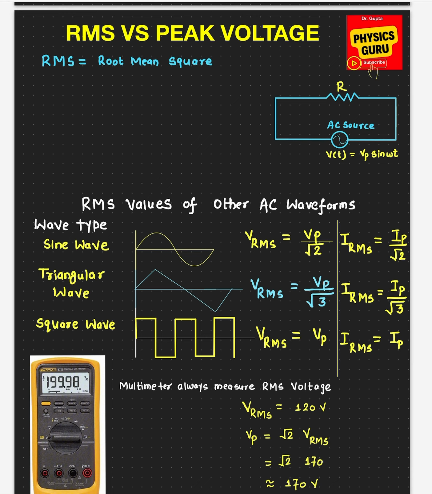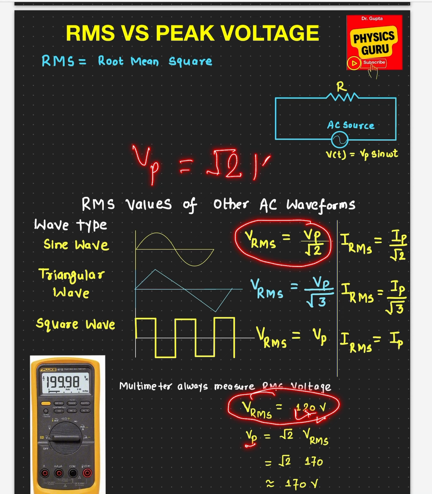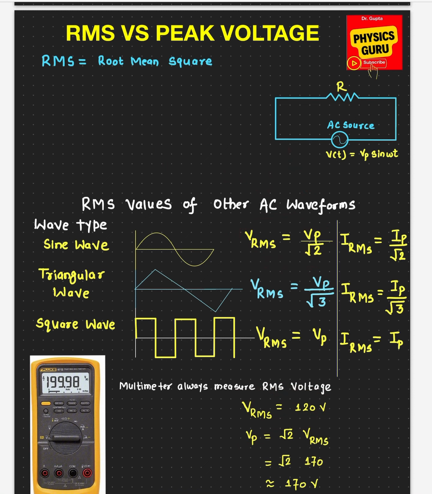If you measure the power outlet in your home, the multimeter gives you the RMS value. So the multimeter always measures the RMS values. For example, in the US, the output RMS value is 120 volts. And if you know the 120 volts, then I can calculate my peak voltage. If I look at this equation, my peak voltage will be simply equal to square root of 2 times Vrms. That's what my equation is. And that means my peak voltage will be 170 volts.